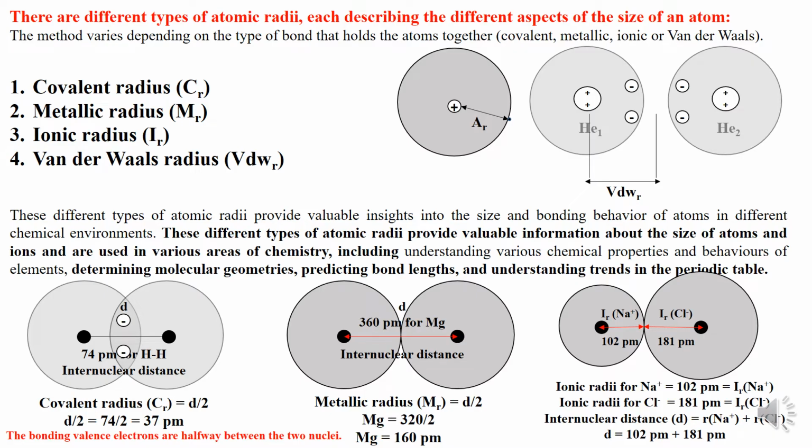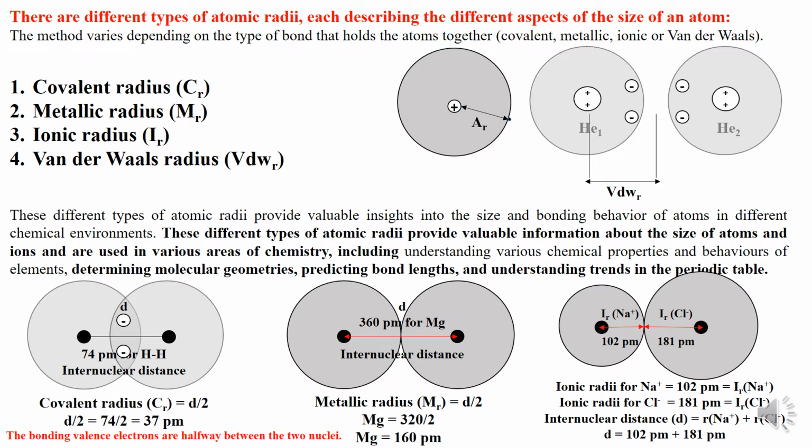So what kind of information can we expect from calculating the atomic radius of the atoms held together by covalent, metallic, ionic or van der Waals forces? Now these different types of atomic radii provide valuable insights into the size and bonding behavior of atoms in different chemical environments. They provide valuable information about the size of atoms and ions and are used in various areas of chemistry, including understanding various chemical properties and behaviors of elements.